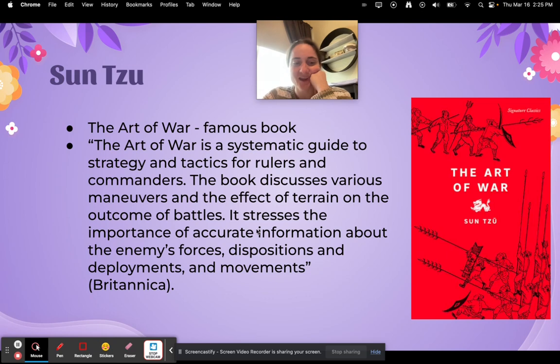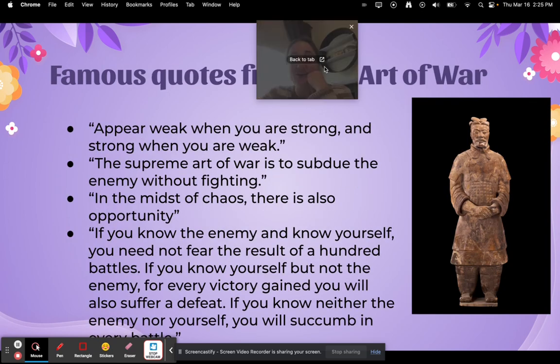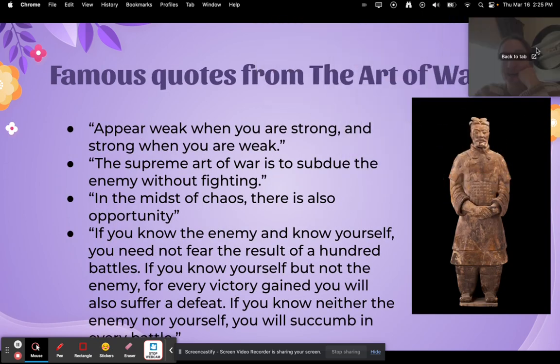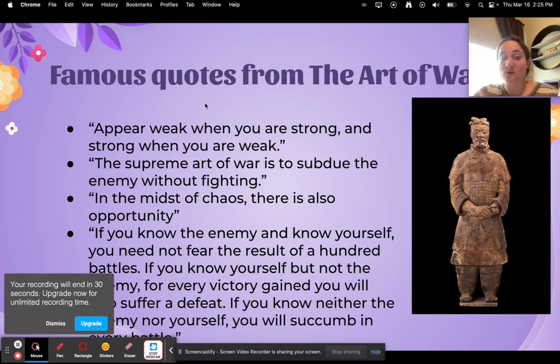Sorry. All right. There are also lots of famous quotes from The Art of War. Some of them are: appear weak when you are strong. And the supreme art of war is to subdue the enemy without fighting.